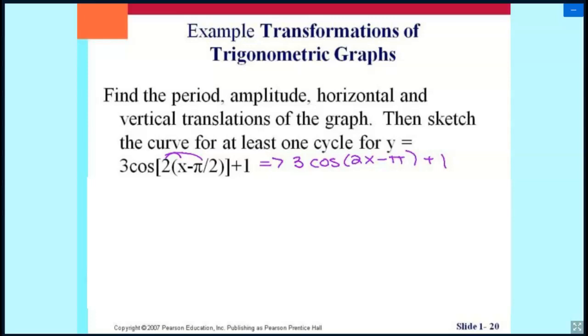It's set equal to pi because their period is different.